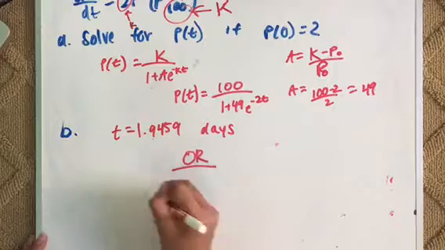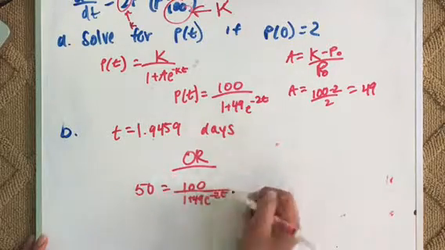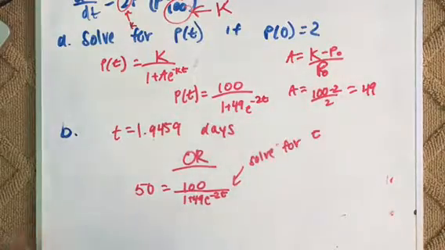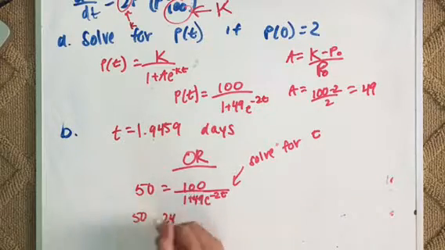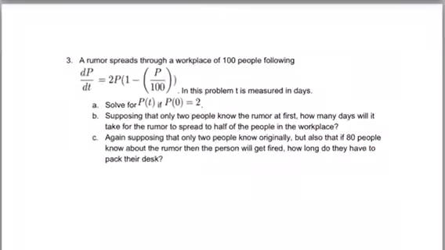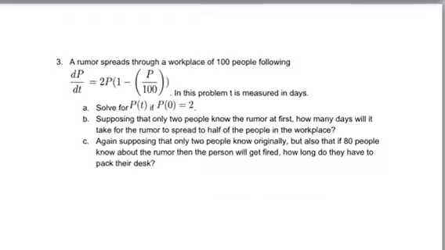The second way we can solve this is by setting 50 equal to 100 over 1 plus 49 times e to the power of negative 2t, and then just solving for t by using our algebra. And we should get the same answer, which is just t equals 1.94541 days.